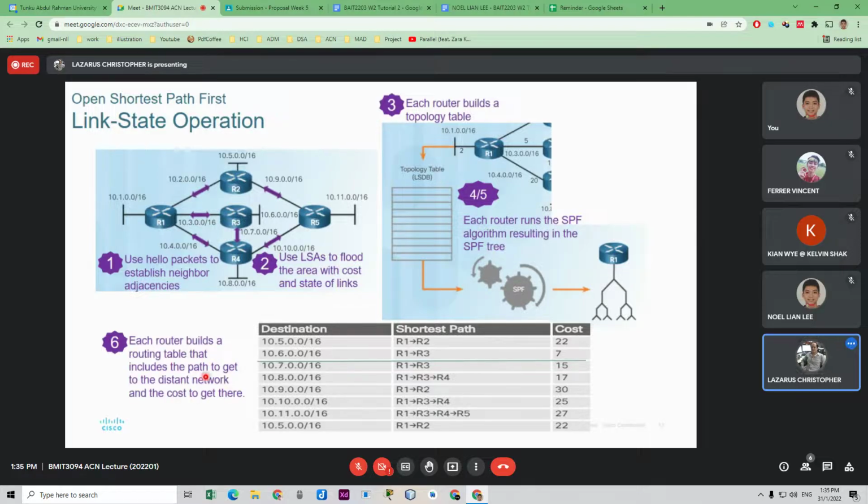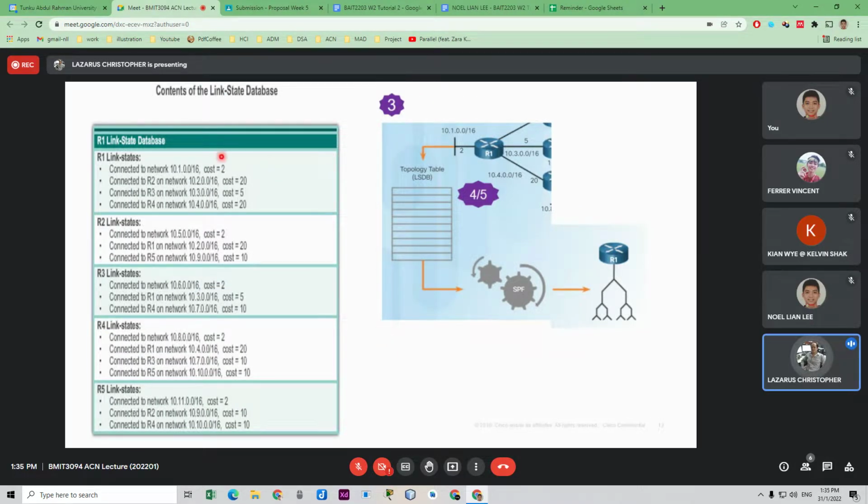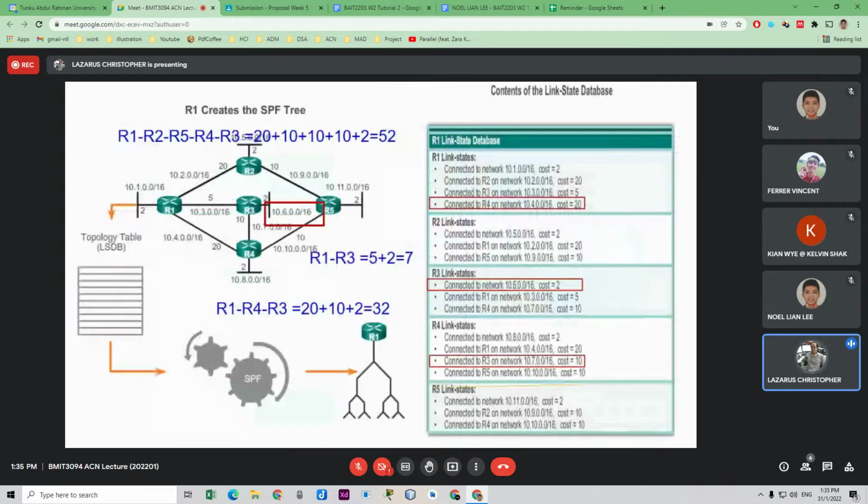Each router will independently, because they already shared their information, already build their own topology and run their own SPF algorithm. Then they have to build the routing table. Each of the routers contains the link state database with costs, and they will then come up with their own routing table later. Again, an example, so you can see.